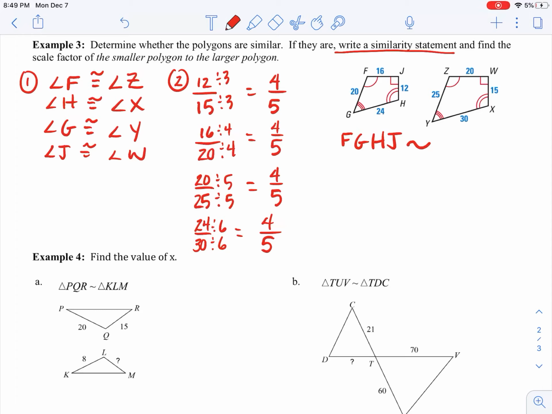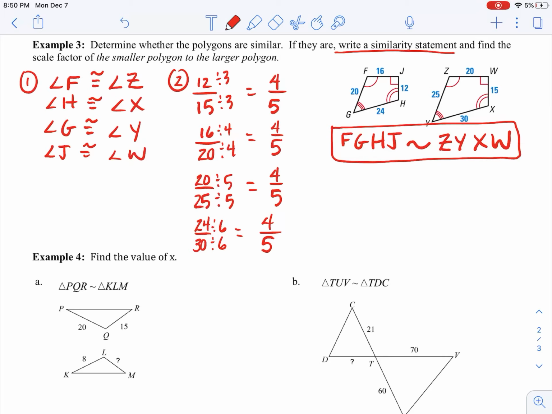And we're going to travel the markings the same way. So if I went from F to G to H to J, I went from the single marking to the triple to the double and to the right angle. So I have to travel the same way. I'm going to go from the single marking to the triple to the double to the right angle. And so the correct matchup on the letters would be F, G, H, J is similar to Z, Y, X, W. And that is what's called our similarity statement. It shows you how everything matches up.